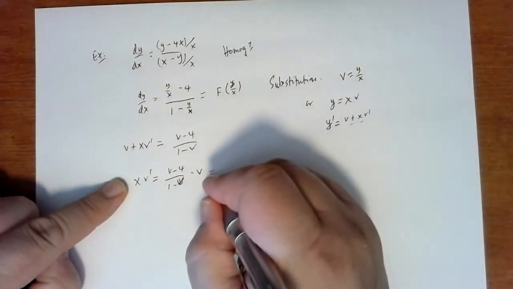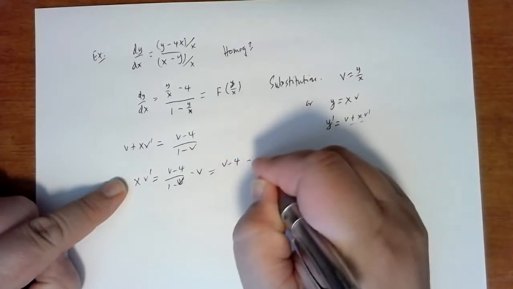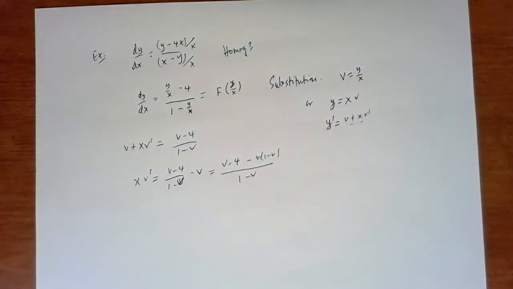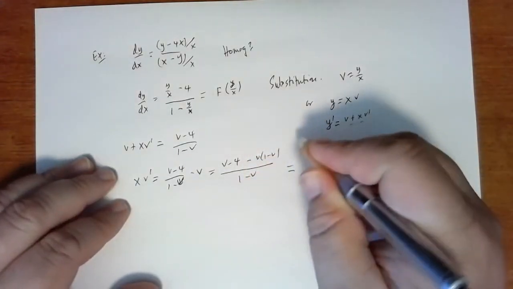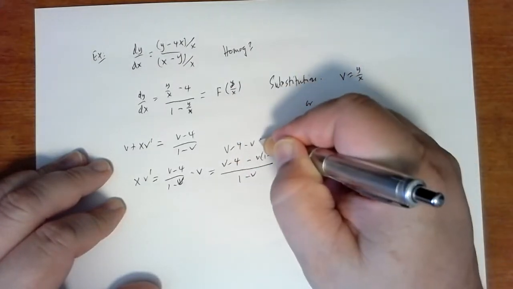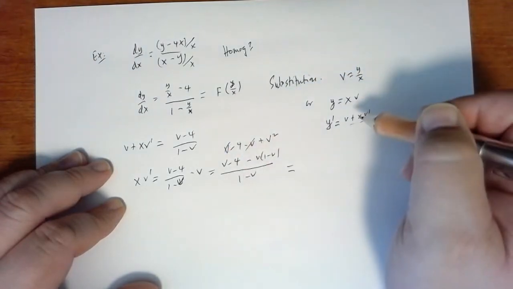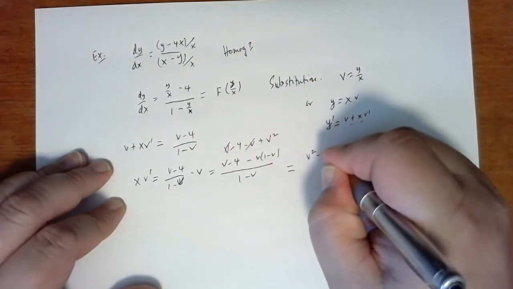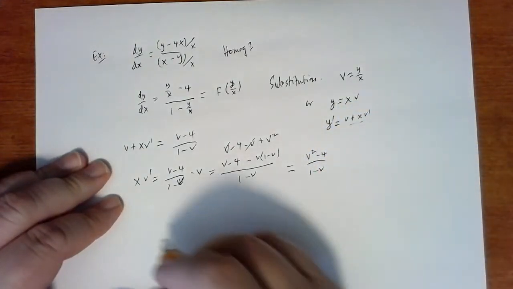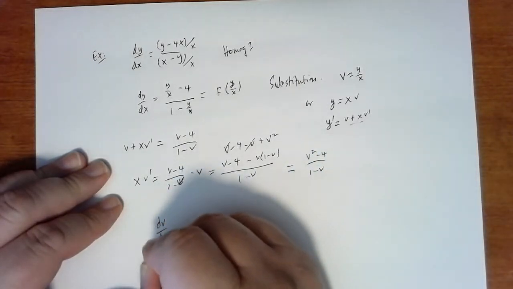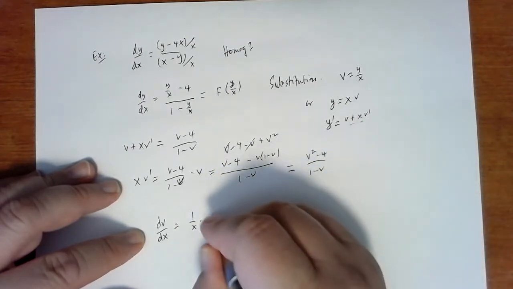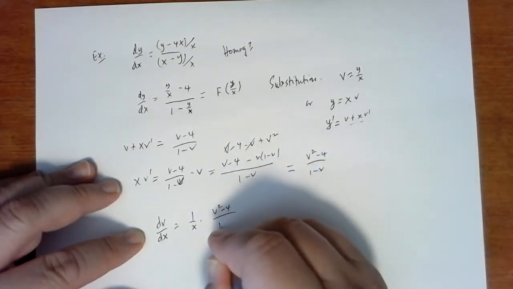The minus v equals v minus 4 minus v times 1 minus v over 1 minus v. I'm getting a common denominator before I do anything else. What's that going to be? V minus 4 minus v, can you guys see? Plus v squared. V's cancel. Looks like I've got v squared minus 4 divided by 1 minus v. Good. All right. So here we are. dv over dx is equal to, I'll just go ahead and put my 1 over x like that, times v squared minus 4 divided by 1 minus v.